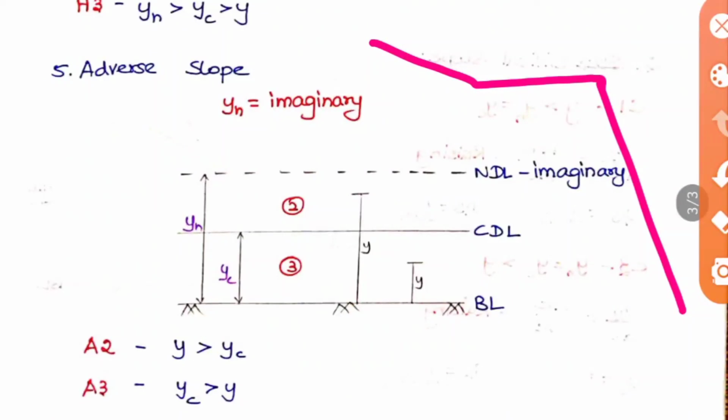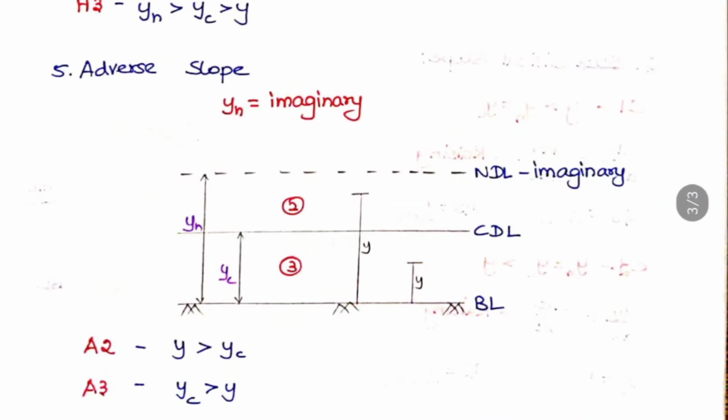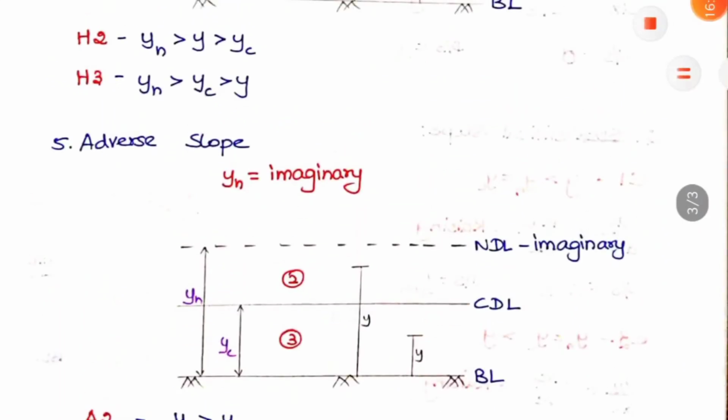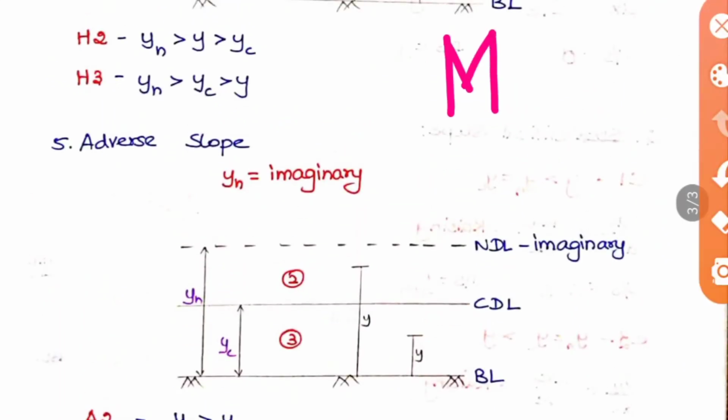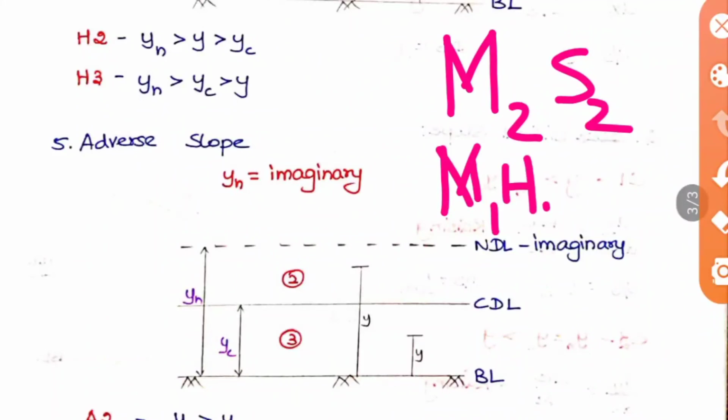So there are two best profile combinations. Just note this: M2 and S2, just now I told you, mild slope and steep slope. And M1 mild slope, then horizontal slope H2 and S2. So these are the combinations. This is one combination and this is another combination. These two combinations are known as the best profiles to be applied practically.